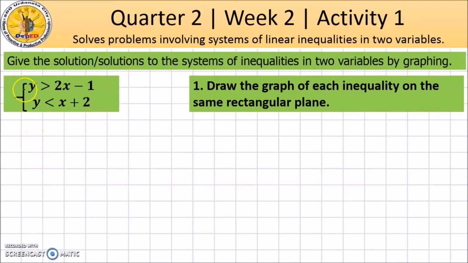Let's have this example. Give the solution or solutions to the system of inequalities in two variables by graphing. So we have this system of linear inequalities: y is greater than 2x minus 1 and y is less than x plus 2. For step number 1, draw the graph of each inequality on the same rectangular plane. But before that, let's solve first for the x and y intercepts of each inequality. Now, let's have y is greater than 2x minus 1.